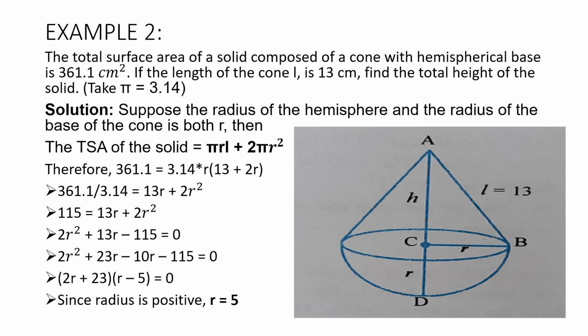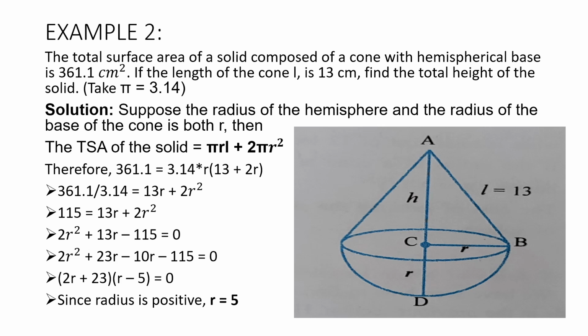The total surface area of the solid, what would it be? First of all, that of the cone and then of the hemisphere. So it will be pi r l plus 2 pi r square. 361.1 is given as the total surface area, which is equal to, we have taken pi into r common, so in bracket it is l plus 2r, or it is 13 plus 2r. Solving this equation, we get 2r square plus 23r minus 10r minus 115 is equal to 0. So factorizing it, we get two values of r.